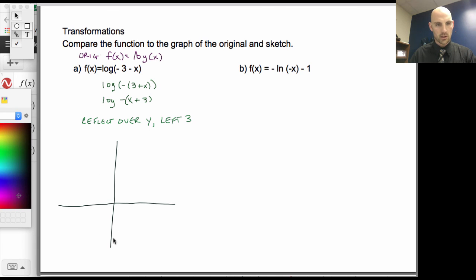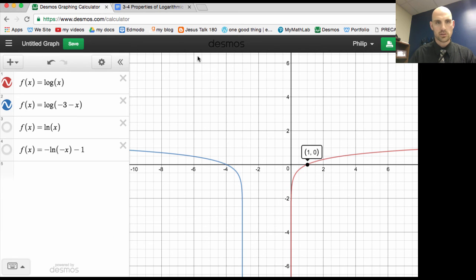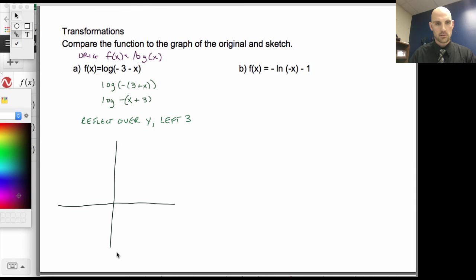So I can draw this in, looks something like this. Our original goes this way. Check out a sketch, goes like that. And our new one is over here at -4, and it goes this way. Okay, that's the basic gist of it.